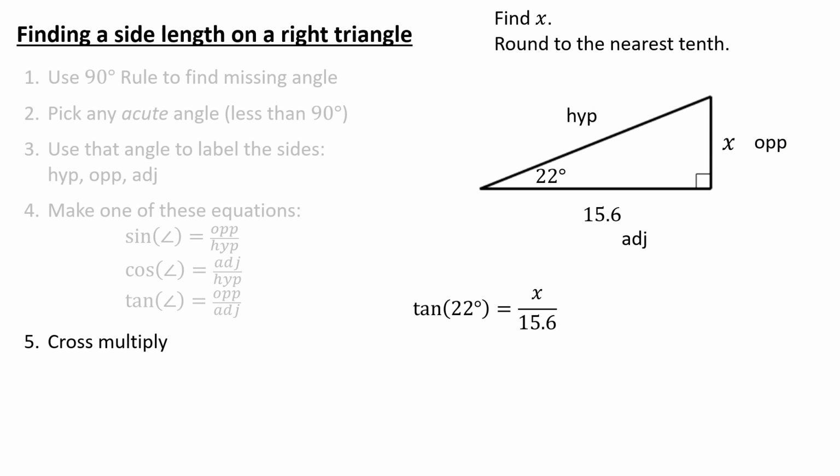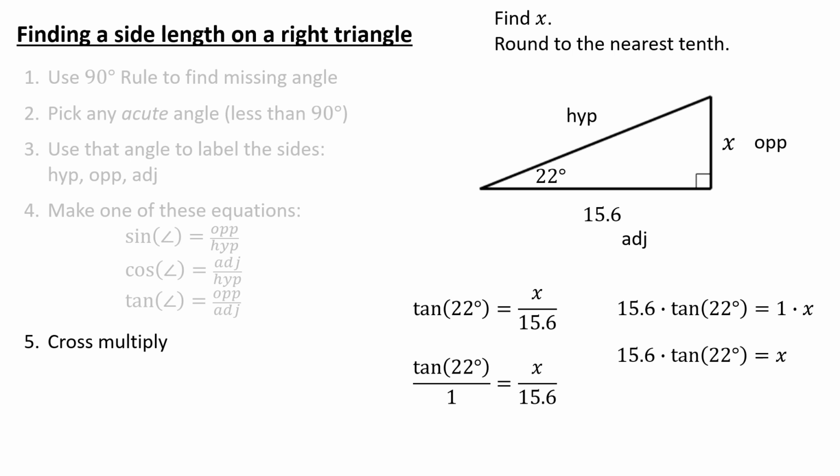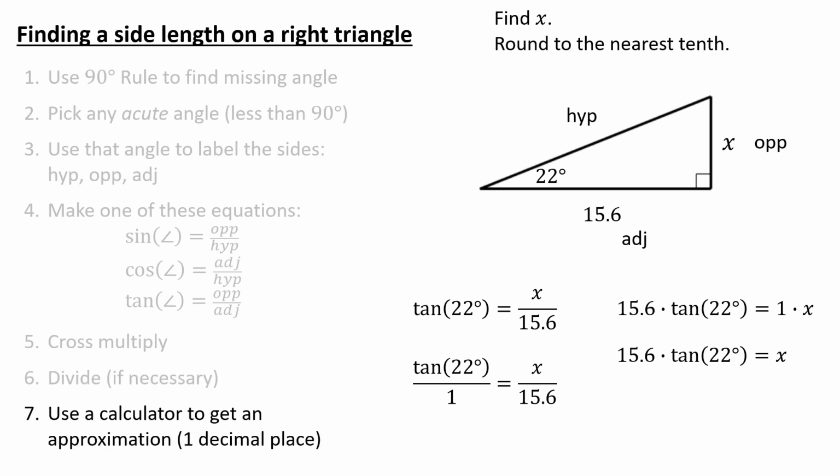To do that, we're going to cross multiply. So put the trigonometric function over 1 and then multiply diagonally. 1 times x is x. Step 6 is to divide if necessary, but there's no reason to divide here because we've already solved for x. So just use a calculator and get an approximation. Type that in a calculator, it'll tell you that x is approximately 6.3.